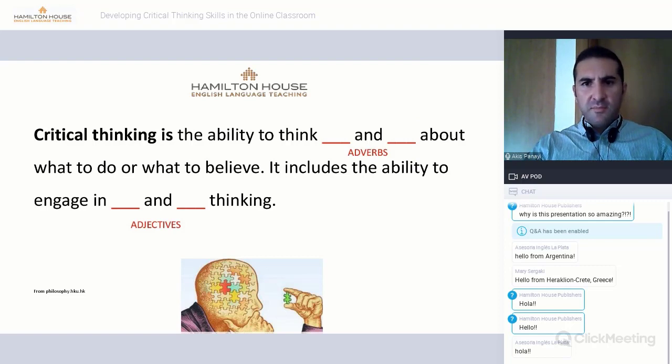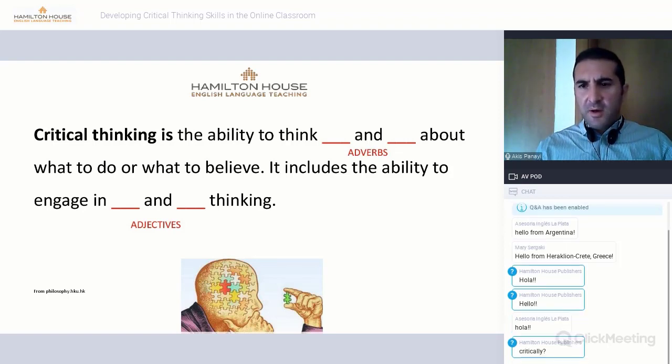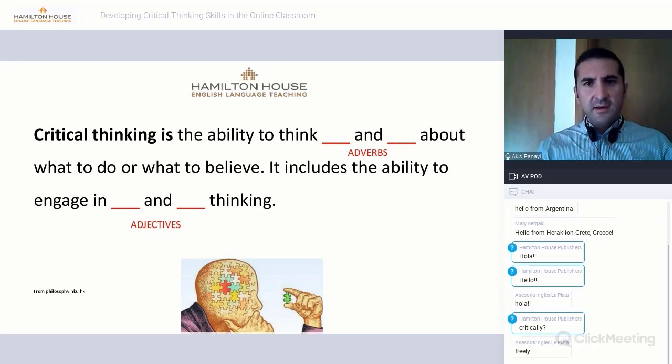I'm sorry, maybe I should put the box right here with my face so you can all see the screen. So critical thinking is the ability to think gap and gap about what to do or what to believe. It includes the ability to engage in gap and gap thinking. Any ideas that you might have about what kind of words? Critically, right, freely, yeah, okay, good point.